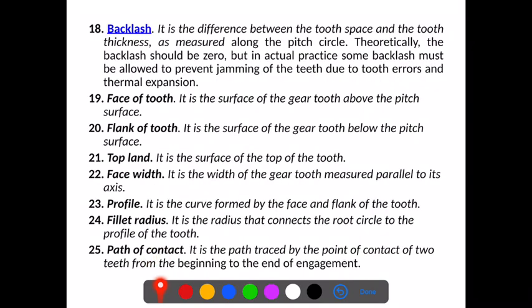And path of contact is the path traced by the point of contact of two teeth from the beginning to the end of engagement. When two gear teeth are in contact with each other, whatever path this point of contact traces while rotating, that is called the path of contact.